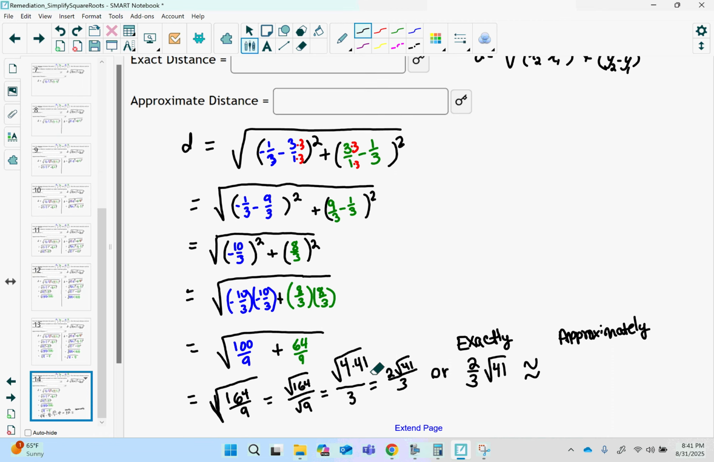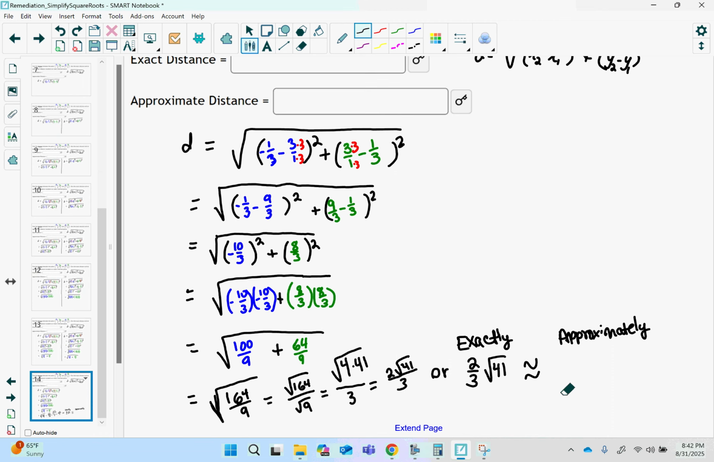Now the square root of 4 can simplify out to 2, and then the 41 stays under the radical. So now we have 2 square roots of 41 over 3, or you could write it as 2/3 times the square root of 41. Either way would be considered correct. And now that answer would go into the exact distance answer box. And we still have to come up with an approximated answer to at least 2 decimal places.